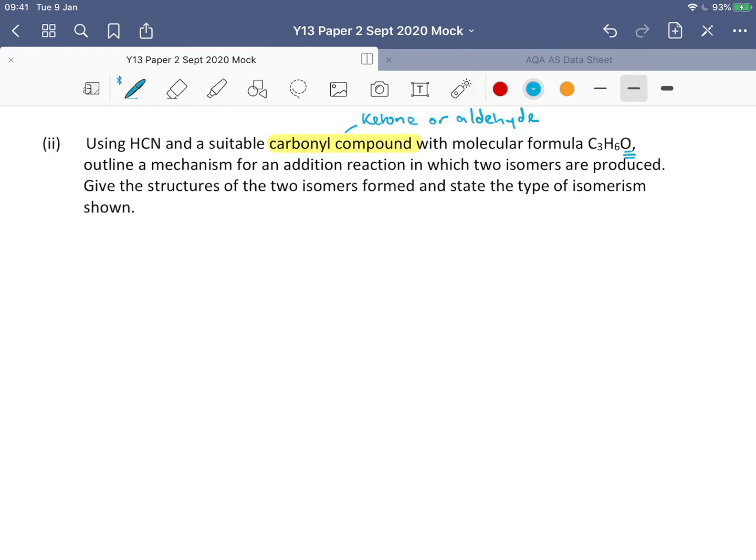So if you think about when you did carbonyl compounds, so you did ketones and aldehydes, they underwent nucleophilic addition, all right? So they are giving you information that massively clues you up, all right? So it's a mechanism for an addition reaction, which you've just worked out as a ketone or aldehyde, in which two isomers are produced. Give the structures of the two isomers formed and state the type of isomerism shown. So there is a reliance.